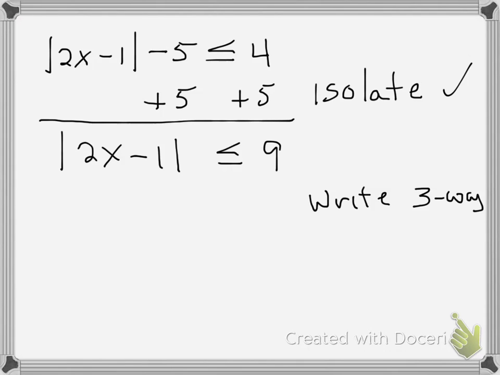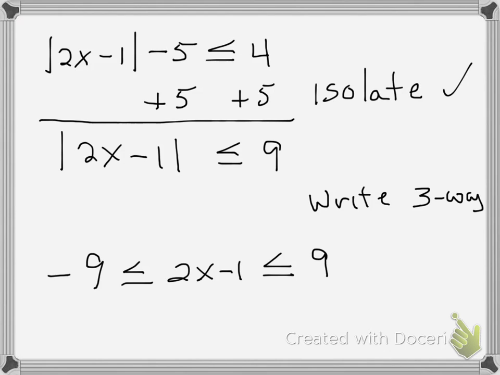So the way we do that is we start with what's inside the absolute value, but that goes in the middle. So I'm going to write 2x minus 1, and then on either side of that I'm going to put less than or equal to, less than or equal to, because that's my inequality. The 9 is going to go on the right, and on the left I'm going to put my negative 9. So that's my inequality that I'm going to have to solve.